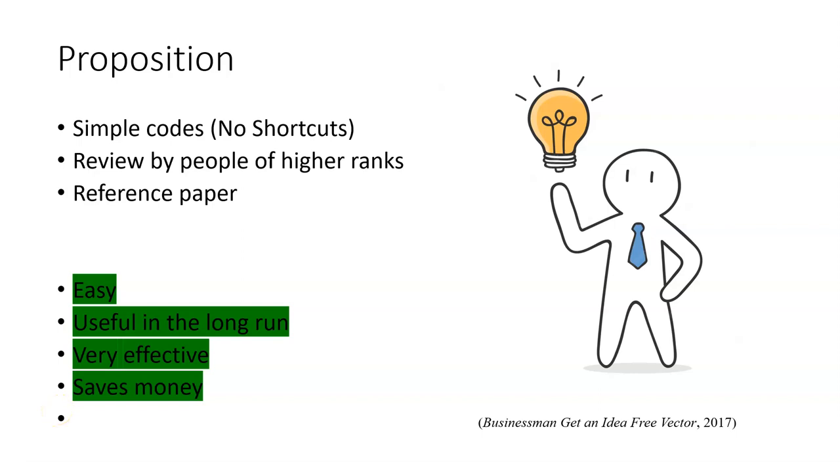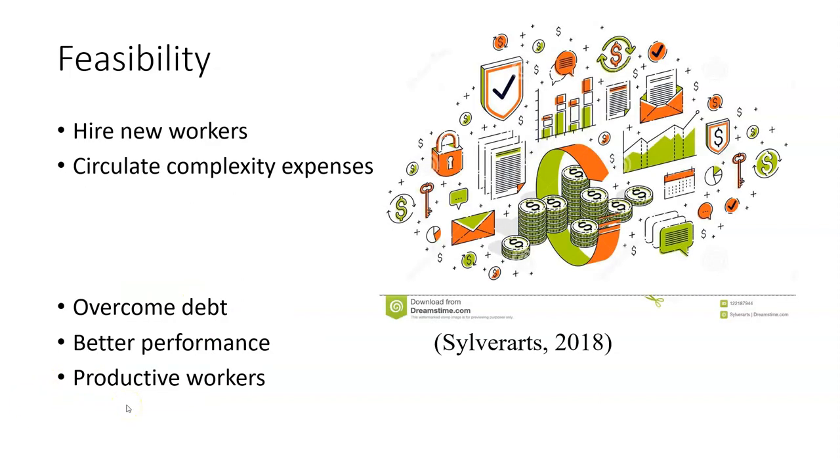After this whole process, there will be a reference paper provided, and this will just serve as a helping tool for the engineers if they feel uncertain about a code, or if they simply want to find an easier way to write the code. This solution is very easy, it will be very useful in the long run, it's very effective, and it will save money. How companies can implement this change is by hiring new workers.